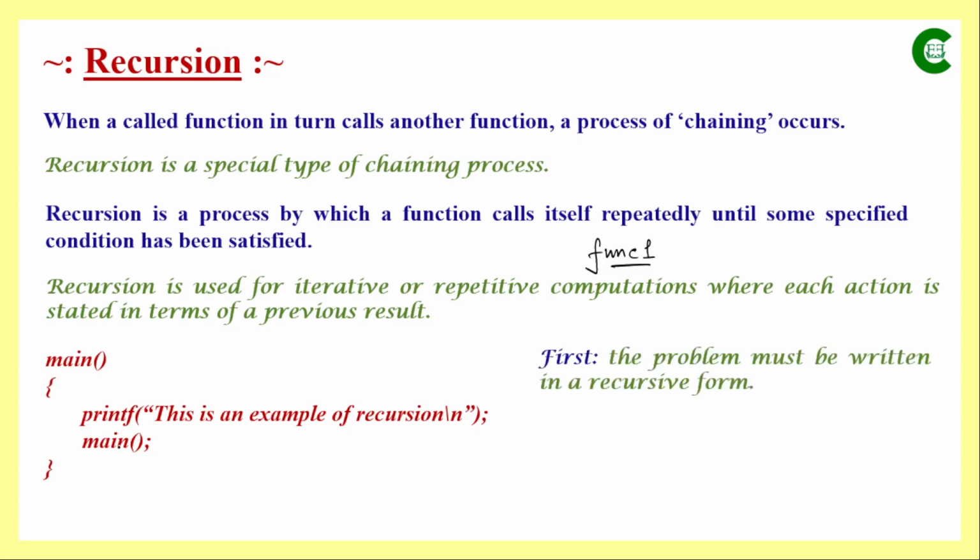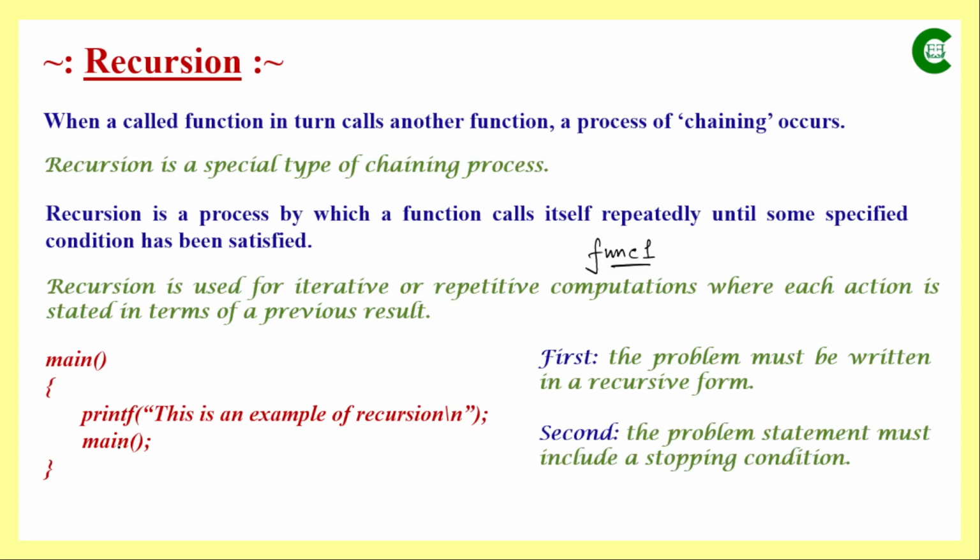That means the two most important points of recursion are that the problem must be written in a recursive form, so a function will call itself repeatedly, iteratively, and the second and most important point is that the problem statement must include a stopping condition. Otherwise, it will continue infinitely. So this is a very important point that should be taken care of.